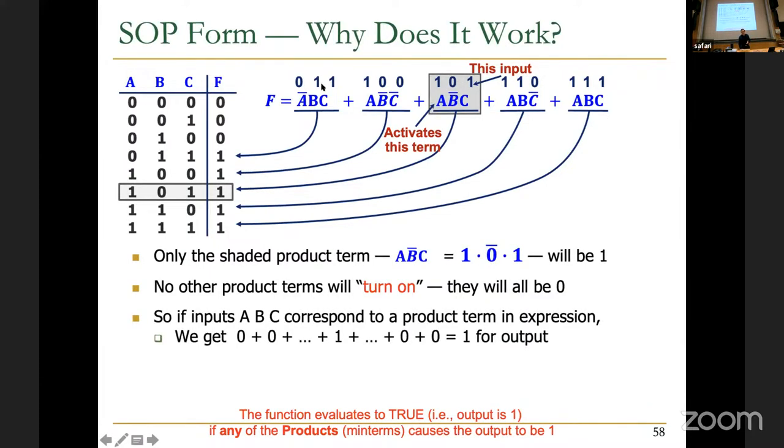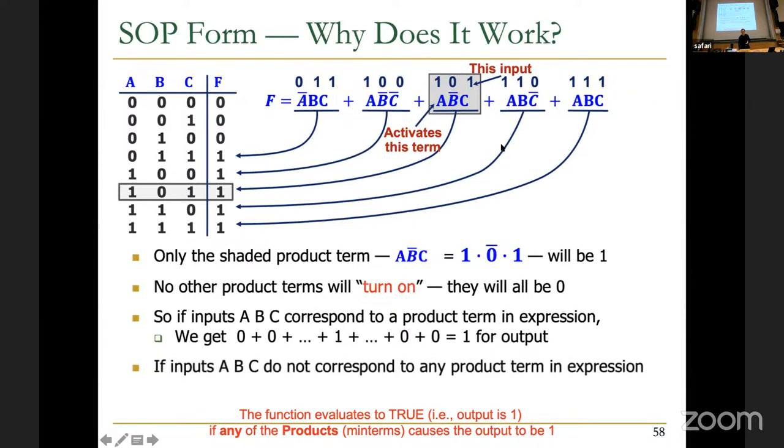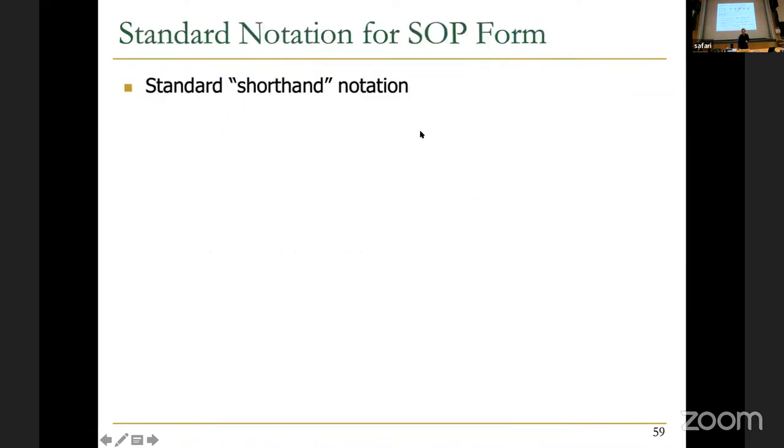This is what you get, basically: 0, 0, 1, 0, 0. And if you OR them, you get a one. If inputs A, B, C do not correspond to any product term in the expression, then you get zero for the output. Those are these input combinations over here, and they do not exist over here. They should not exist in the sum of products form.